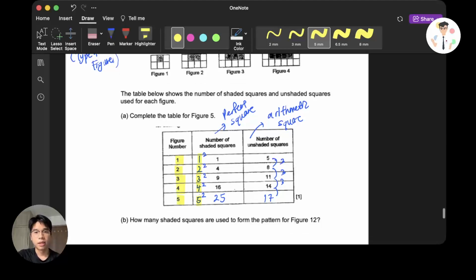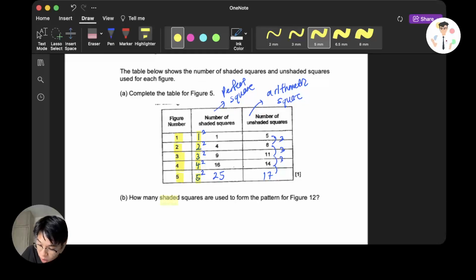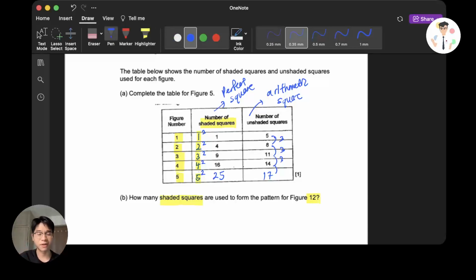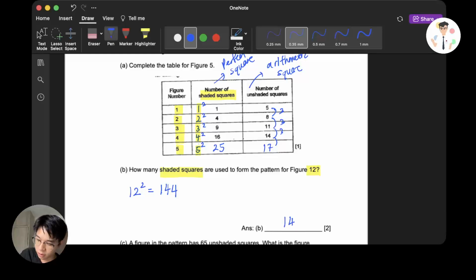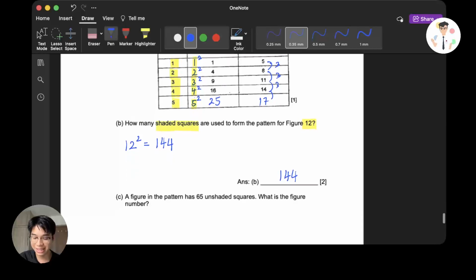Okay? Now, let's try to find out B. How many shaded squares, which is this one, are used to form pattern 12? Again, if you do a plus 3, plus 5 like this, definitely you will take some time. But if you found out this is perfect square, you just need 12 square, means 12 times 12, 144. Question B, 144. I know this will be a heart attack for some of you that really go and plus 3, plus 5, plus 9, plus 7 or something. Yeah. Anyway, let's look at question C.